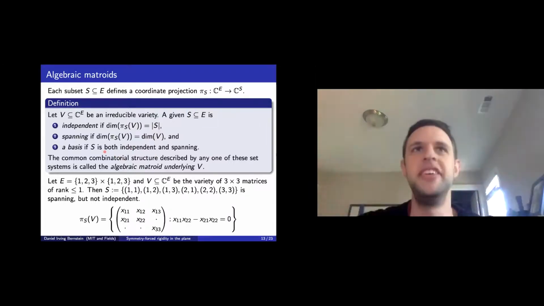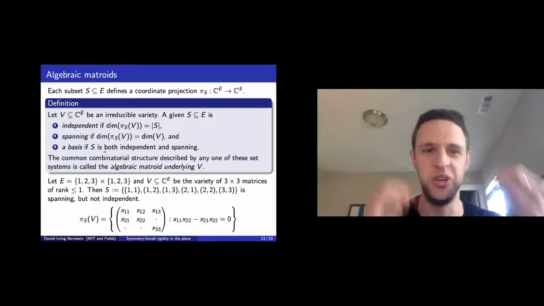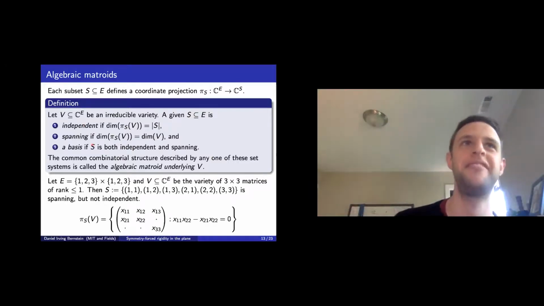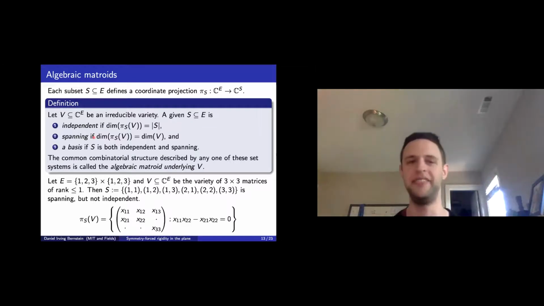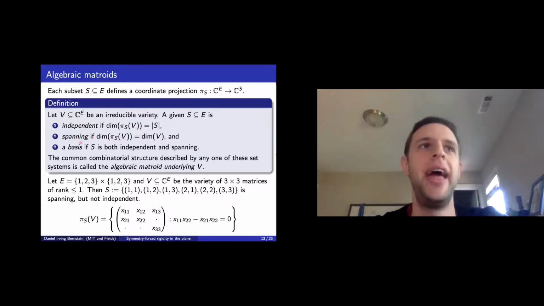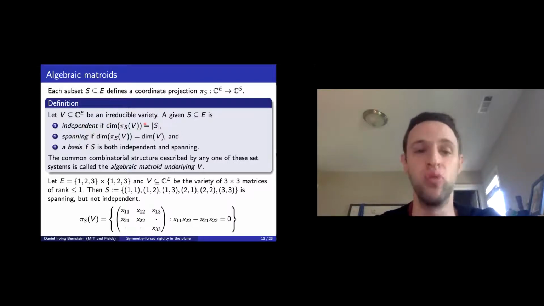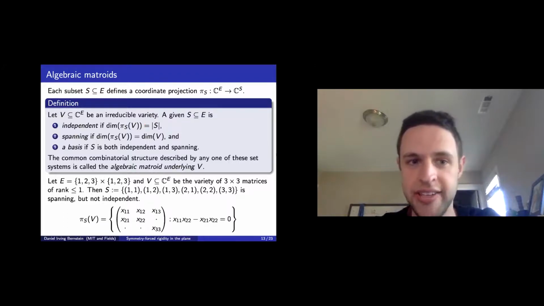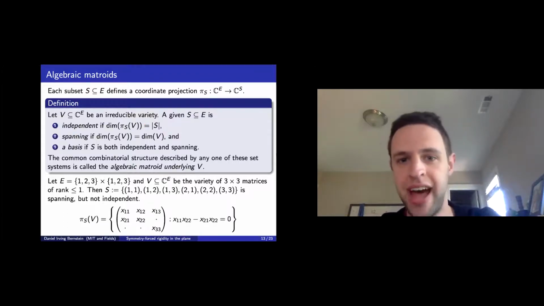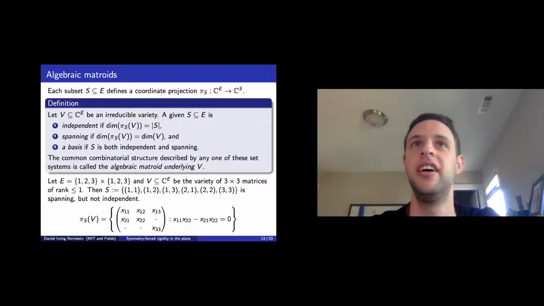I'm actually using these words in the matroid theoretic sense. These are the independent sets, spanning sets and bases of a matroid. And one quick sanity check you can do is, if you let V be a linear space, and you take a matrix whose rows span that linear space, then the column matroid of that matrix is exactly the algebraic matroid of that variety.